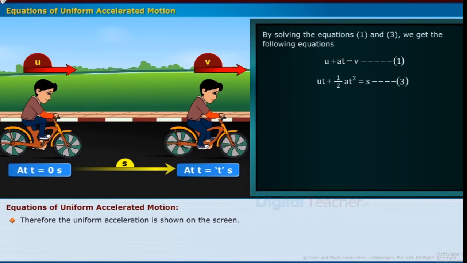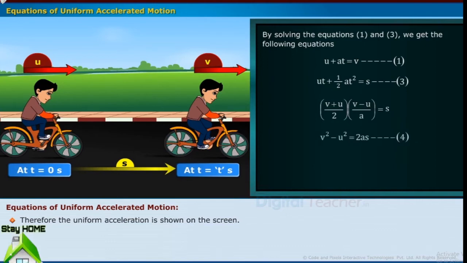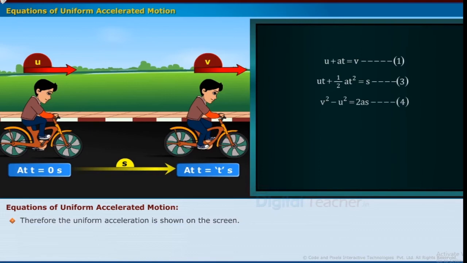By solving equations 1 and 3, we get the following equations. Finally, we get the equation v square minus u square is equal to 2as. Consider it as equation number 4. The equations of uniform accelerated motion are shown on the screen.